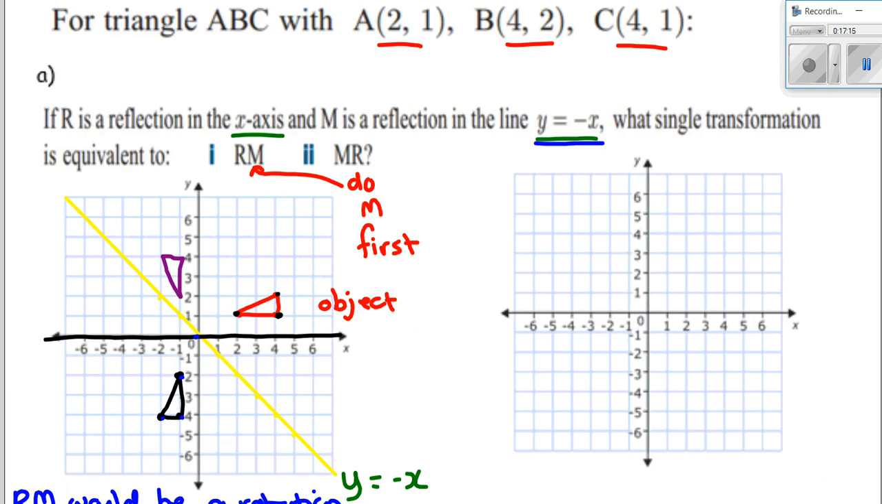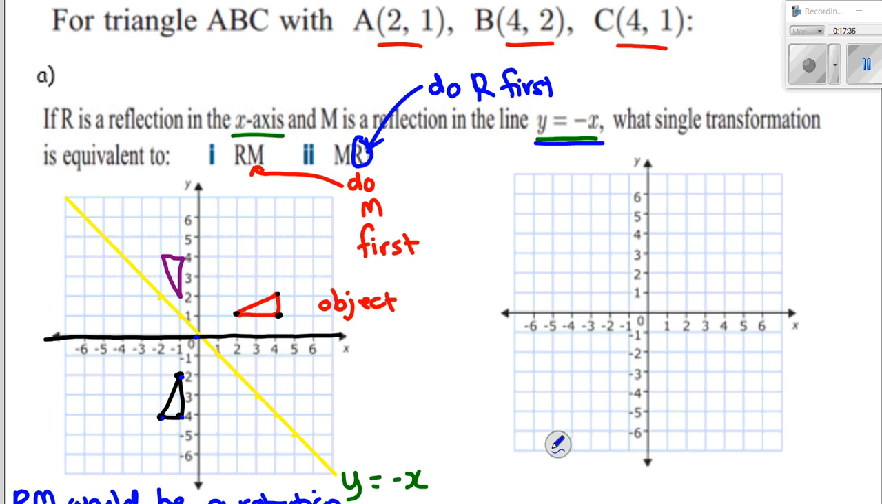Brilliant, now let's do II. So for MR, we need to do R first, because the second letter is the one we do first. So first we've got to reflect in the x-axis, and then we've got to do M, which is reflecting in the line y equals negative x.